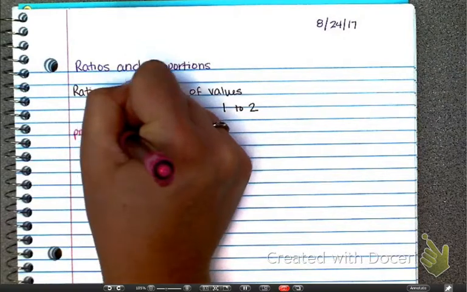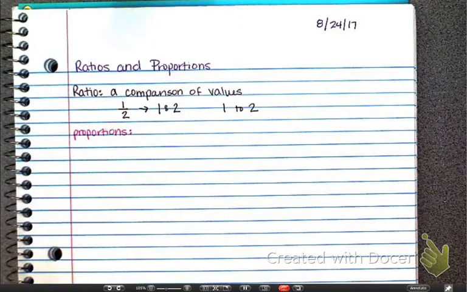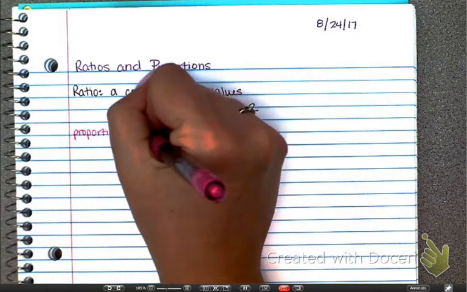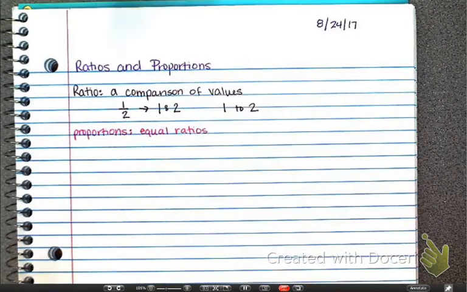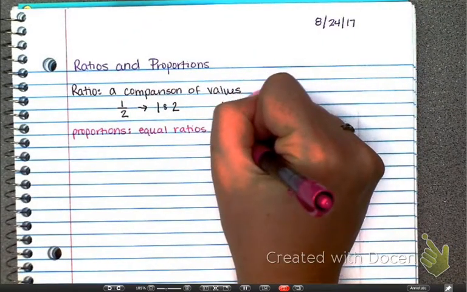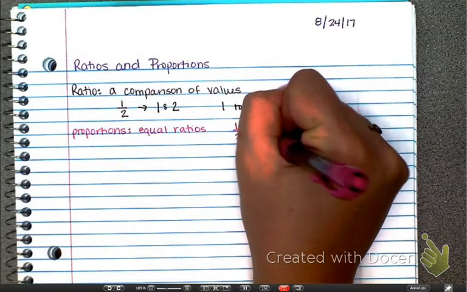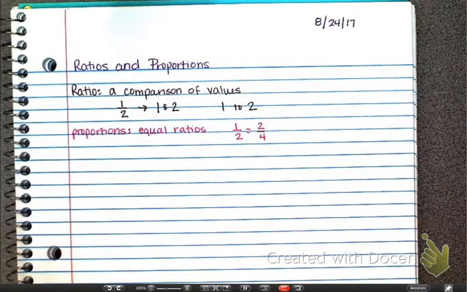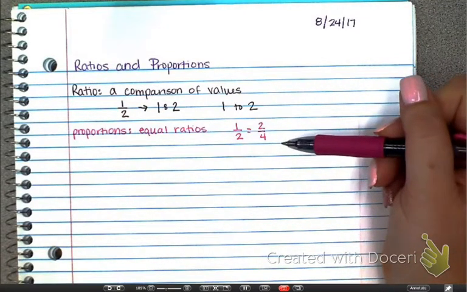What about a proportion? Does anyone know what a proportion is? No? So proportions are equal ratios. So for instance, I might have 1/2, and that is equal to or the same as 2/4. Why are those the same? If I can simplify 2/4 by 2, then they have the same value of 1/2.